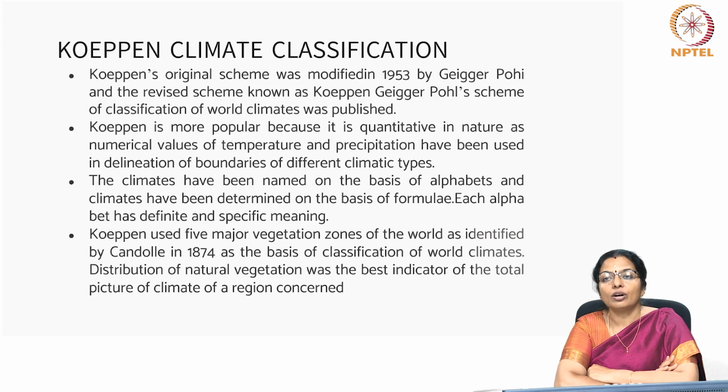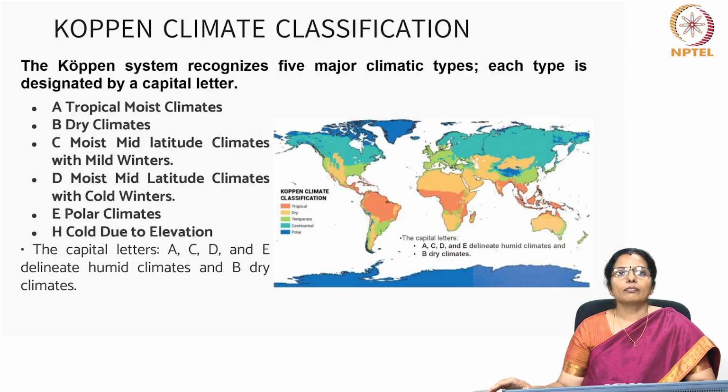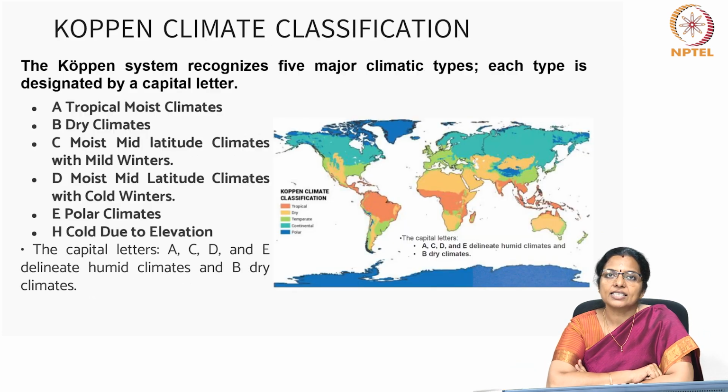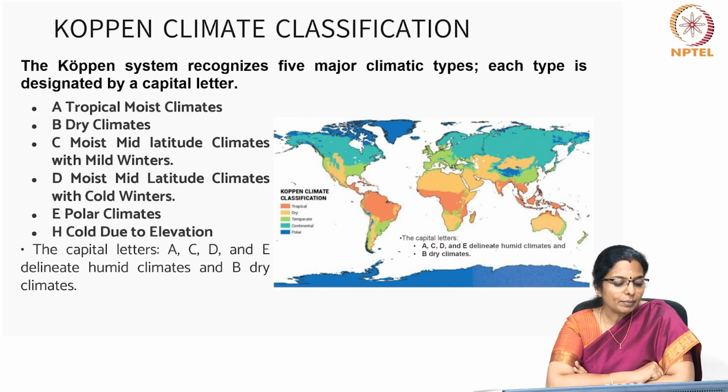Koppen also relied on vegetation zones, which was identified by Candolle in 1874, as they reflect the overall climate of an area. The vegetation is more a mirror of the climate of this place. This system helps us understand and communicate about the diverse climate found across the globe. The Koppen system recognizes 5 major climatic types. Each type is designated by a capital letter. Capital A denotes tropical moist climate.